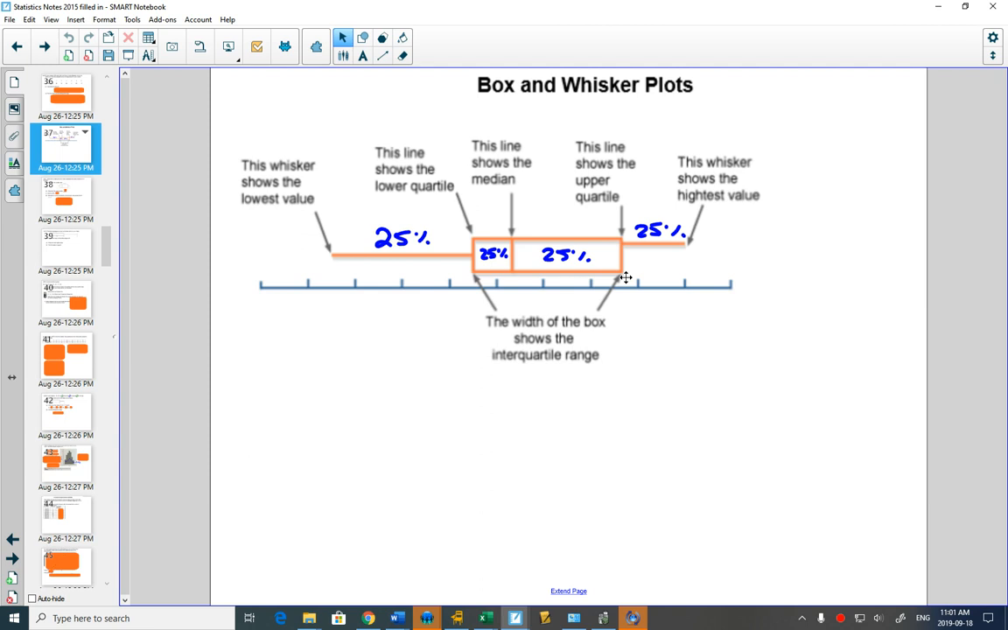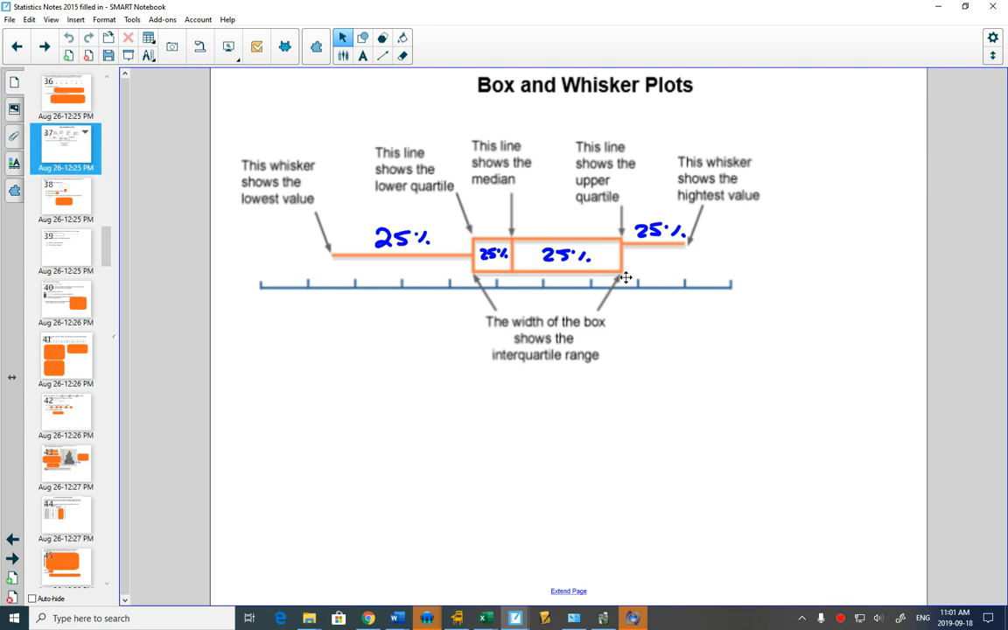Now, the box in the middle shows your interquartile range. You basically have things separated into a minimum, quartile 1, the median, quartile 3, and the maximum. And depending on how the box is spread out, it can quickly give you an idea of what the data is looking like.